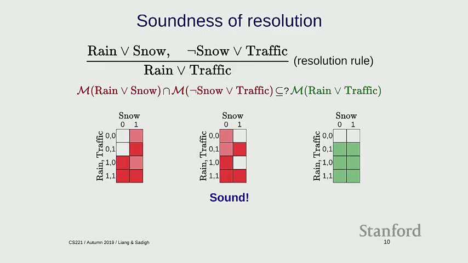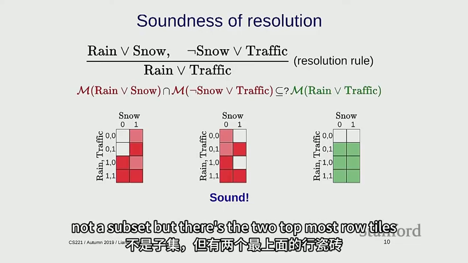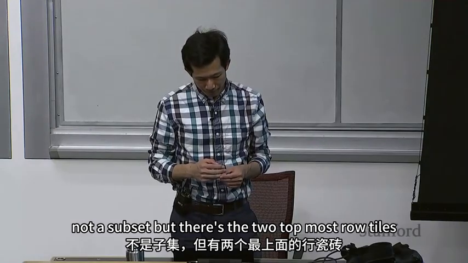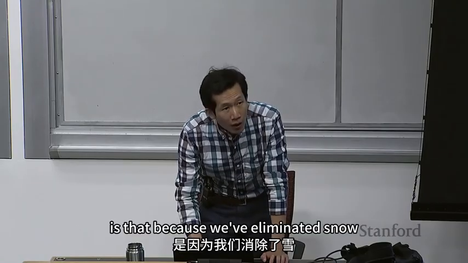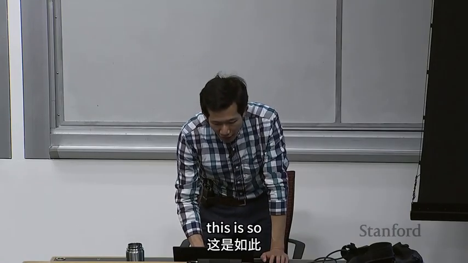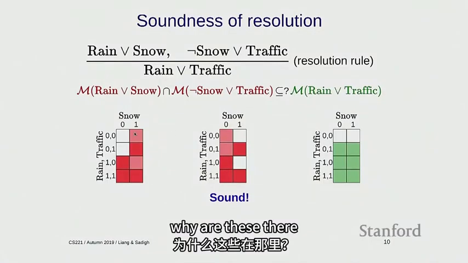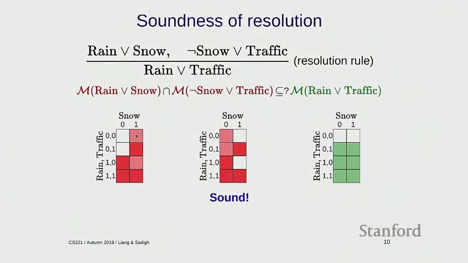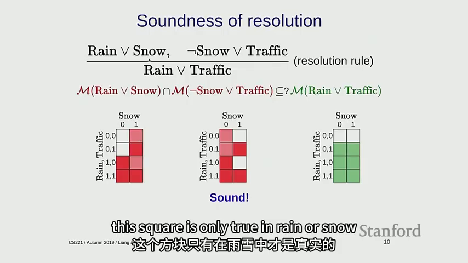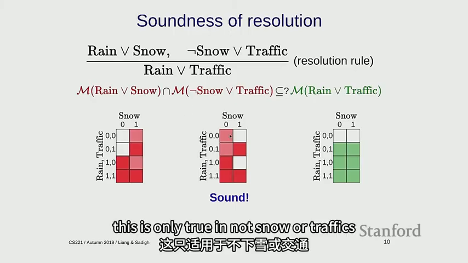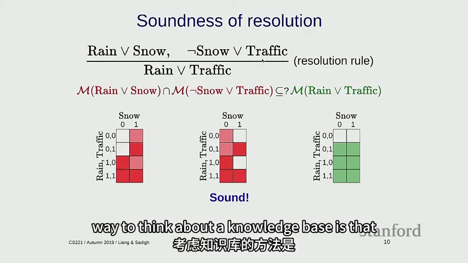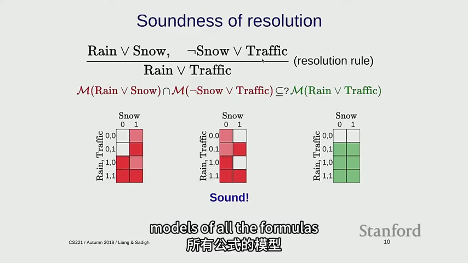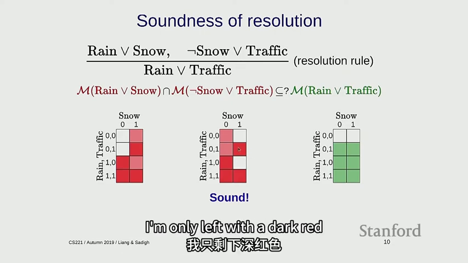Yeah, question? You mentioned that we wanted to have a superset at the end, not a subset, but there are the two topmost row tiles for snow alone or snow removed that are not there. Is that because we've eliminated snow? This square is only true in rain or snow. This is only true in not snow or traffic. But remember, the way to think about a knowledge base is that the semantics is the intersection of all the models of all the formulas. So when I've intersected the models of everything up here, I'm only left with the dark red.